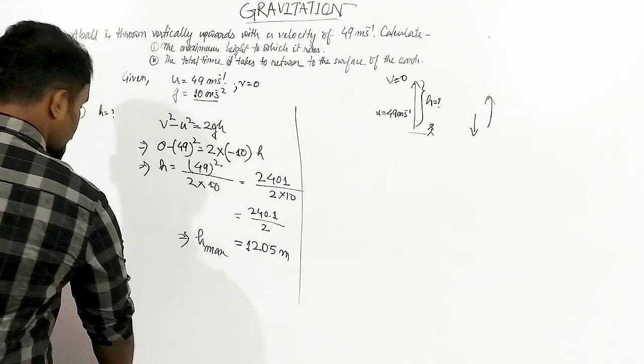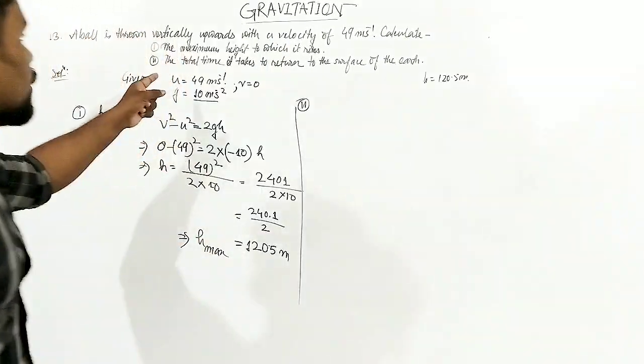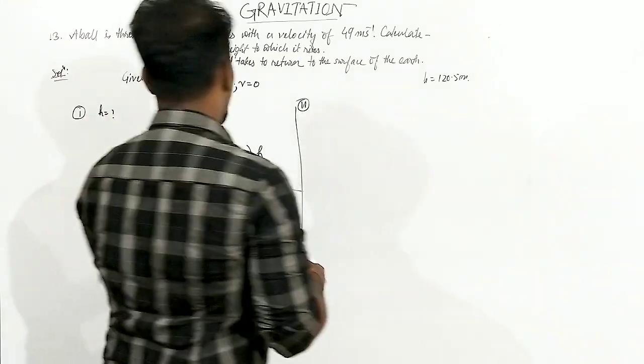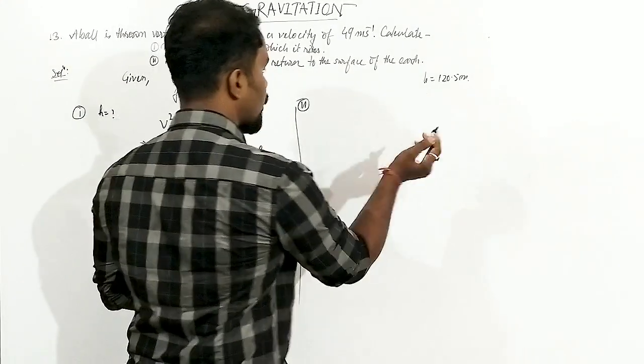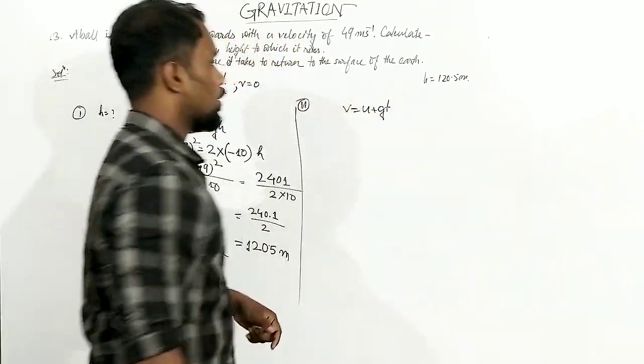So now what we have to check? We have to check in the second part what is actually asked. In the second part, what we have to calculate? We have to calculate the total time it takes to return to the surface of the earth, right? We have to calculate the time. So what will we use? We are going to use one simple formula, that is v equal to u plus gt, right?